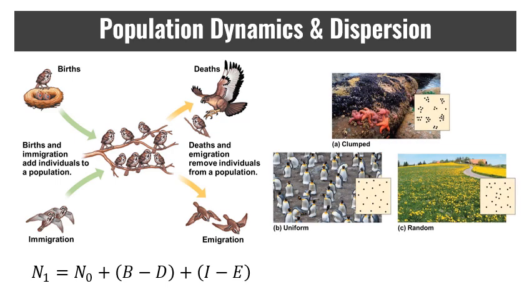Are they clumped around a resource? Are they uniform because of things like territoriality or defense of that territory? Or are they random because the environment is homogeneous enough that there is no necessary difference?